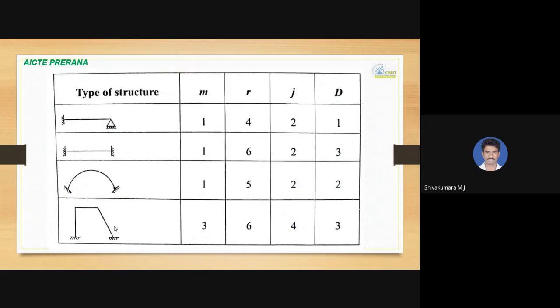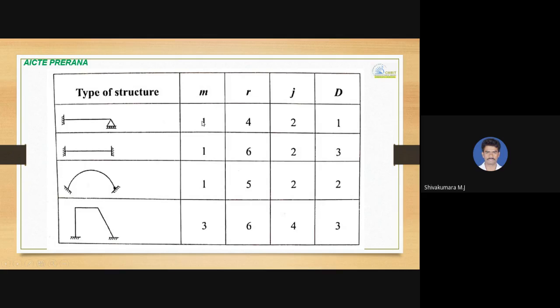And some more examples. We have taken one 2D beam here, a propped cantilever beam, with a roller support here and a fixed support here. When it comes to the fixed support, the number of reactions is 3. When it comes to the roller support, the number of reactions is 1. So 3 plus 1 is 4. So 4 reactions. That is why it is written r equals 4. And the number of members is only one beam, from here to here.